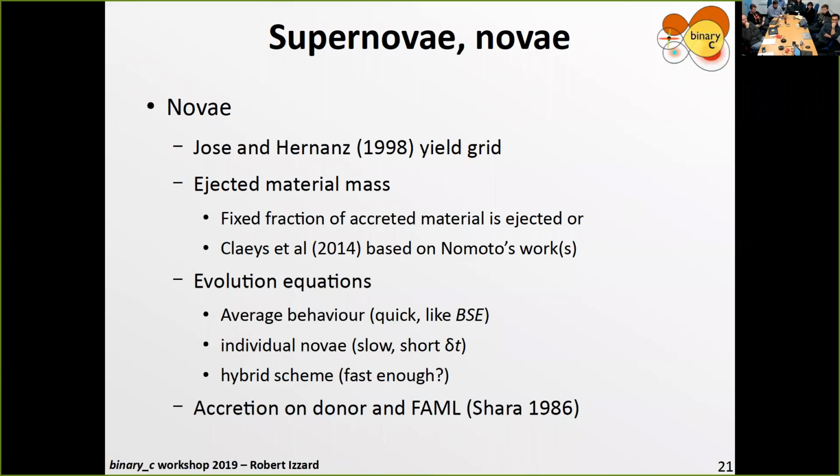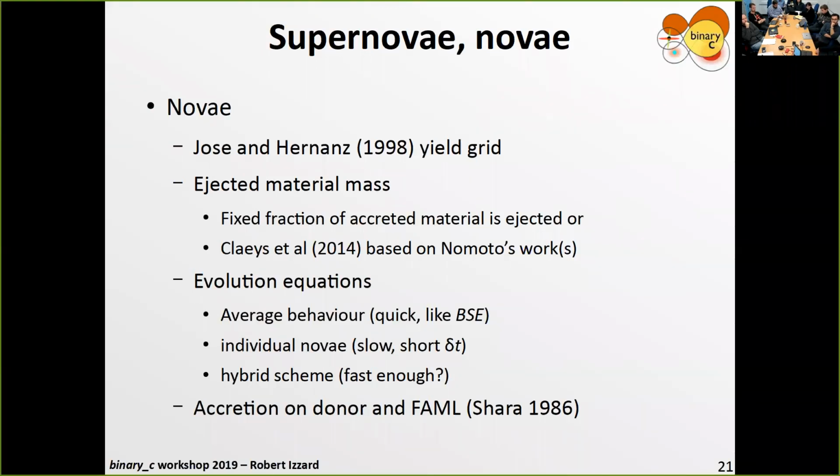BSE has a prescription which is very time averaged, so you can have very long time steps. And what you do then is you have an accretion rate, and some fraction of that accretion rate is ejected as novae. This doesn't really simulate individual novae. This is just an average over many years.